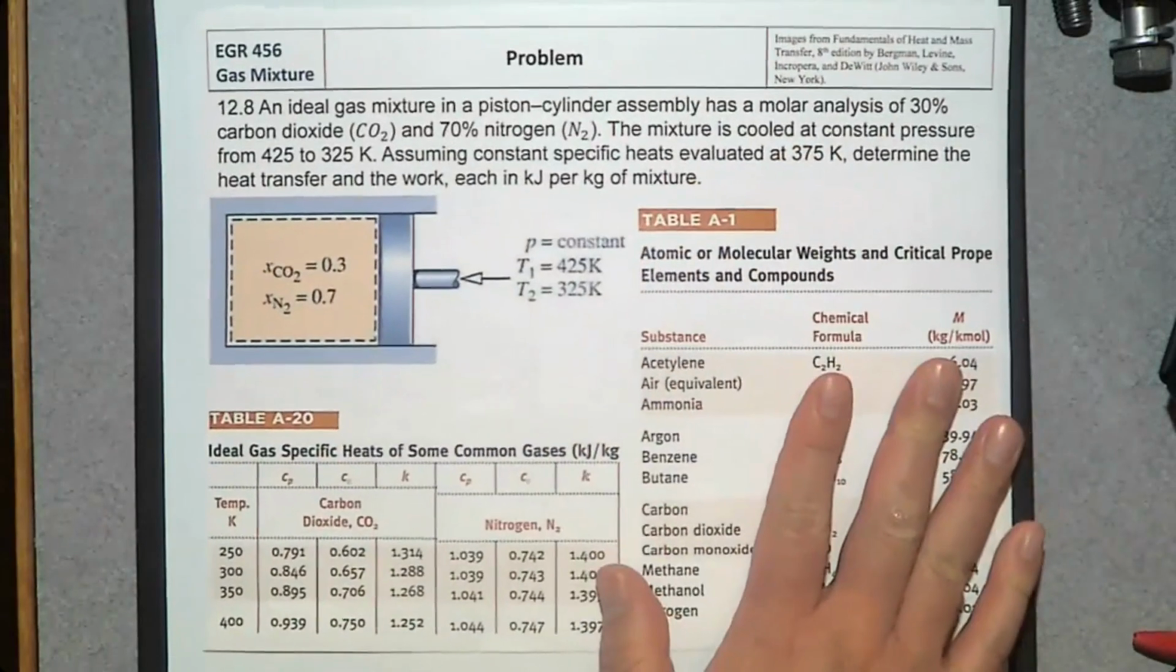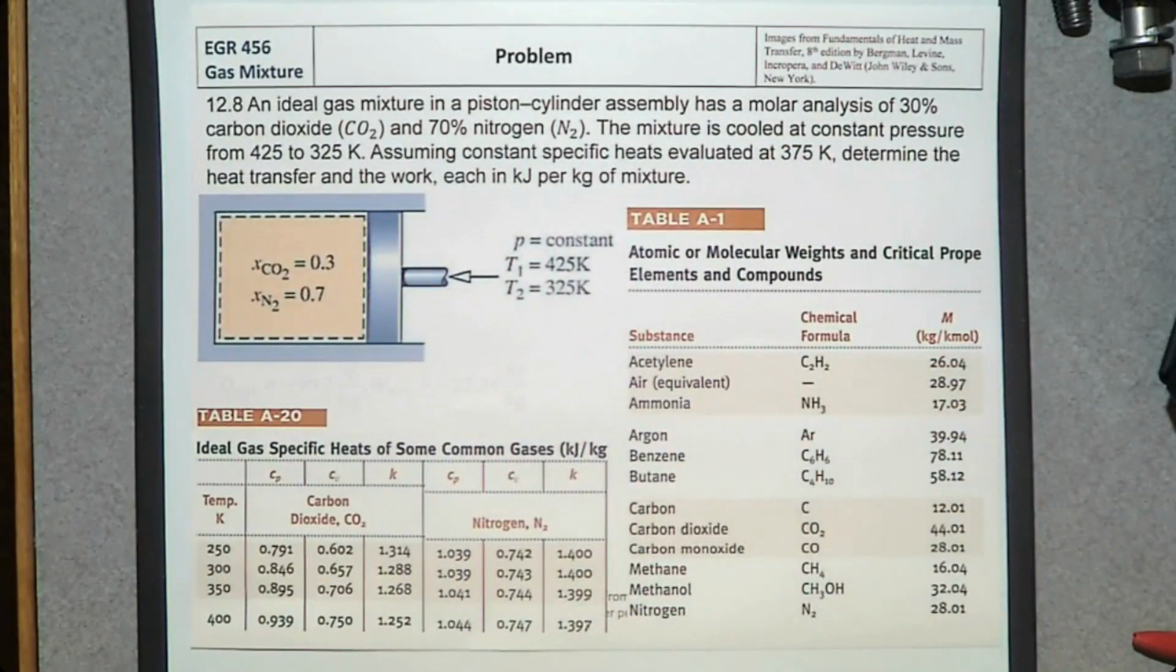In this problem, we will also use the conversion between mass and the number of moles, because we want to determine the heat transfer and the work in kilojoules per kilogram. So we want to determine the amount of heat transfer and the amount of energy transfer by work on a mass basis. However, the information we got is on a molar basis. So again, the conversion between molar analysis and mass analysis.